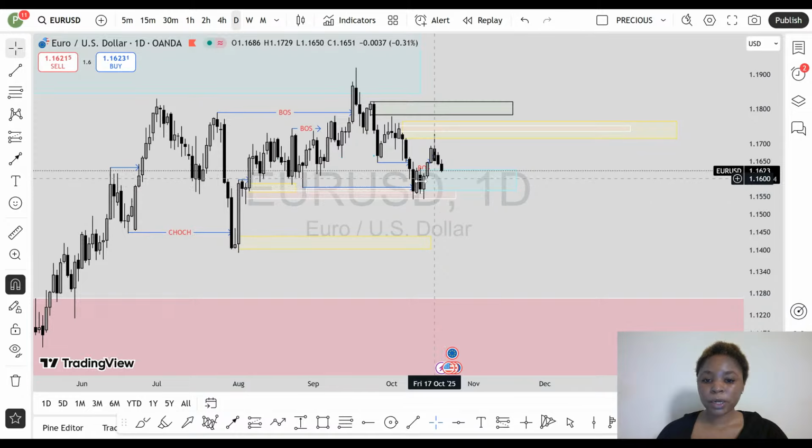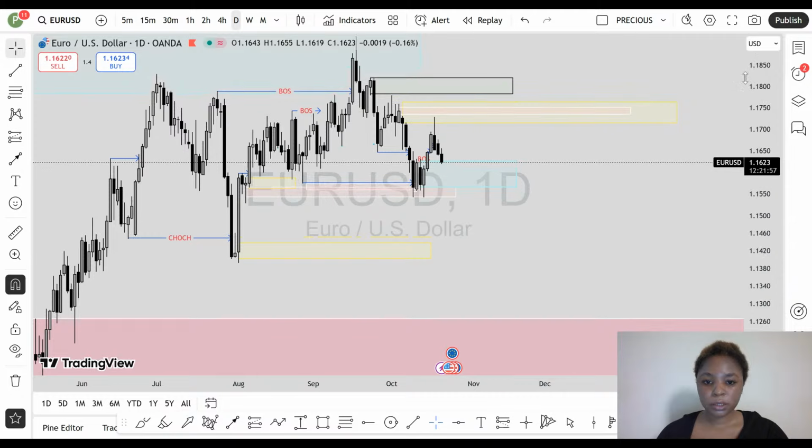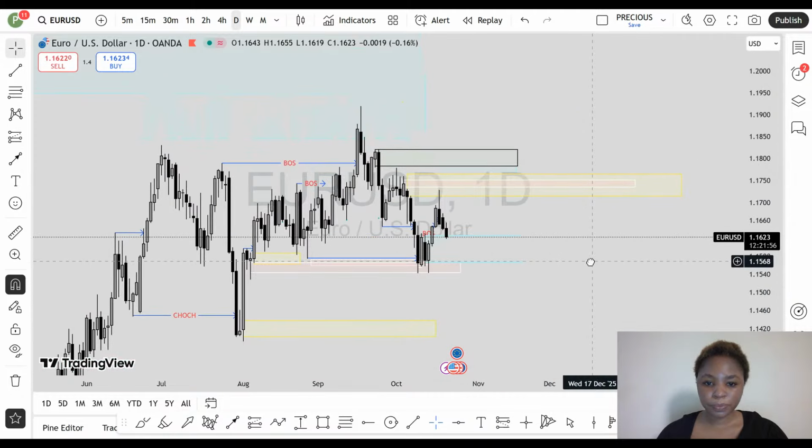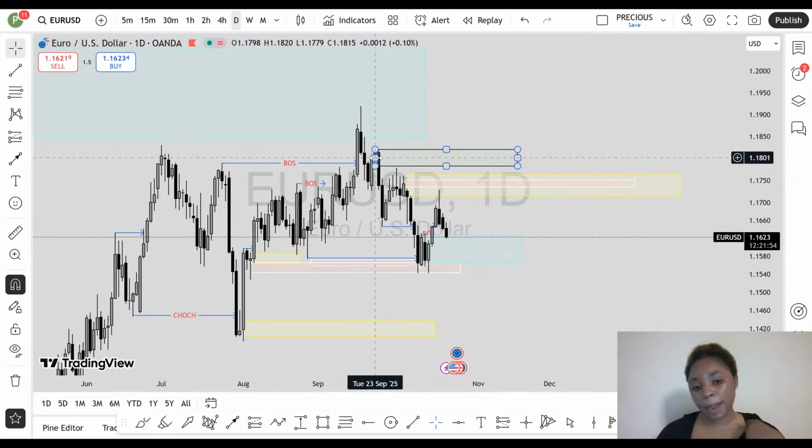Now we are looking for another block here. So we are expecting price to move upward to this zone here. Can you guys see my screen clearly? This is where I marked here. Now we have a supply level here on the daily.